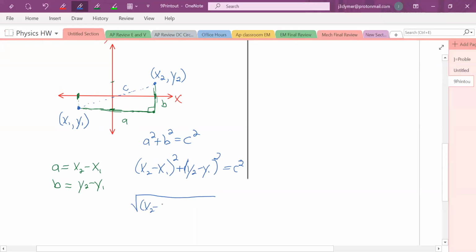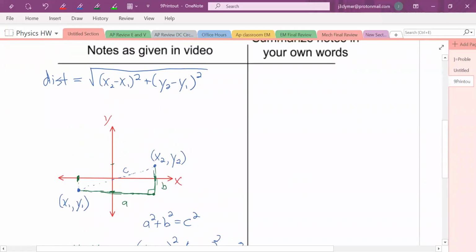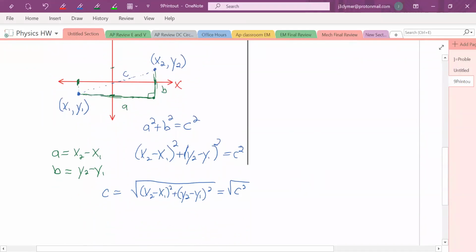So on this side, we have the square root of x2 minus x1 squared plus y2 minus y1 squared. And over here, we're going to have the square root of C squared, which is the same thing as C. And I'll just rewrite C over here. And so basically, that is our distance formula. You look up at the top, there's your distance formula, and it comes from the Pythagorean theorem. So the distance formula is nothing other than the Pythagorean theorem.